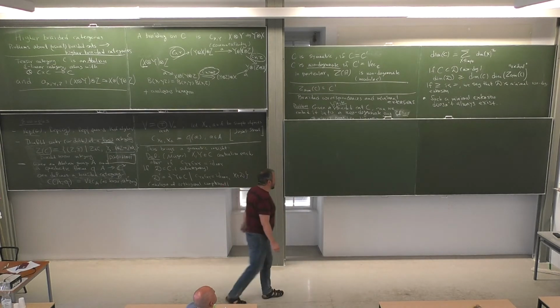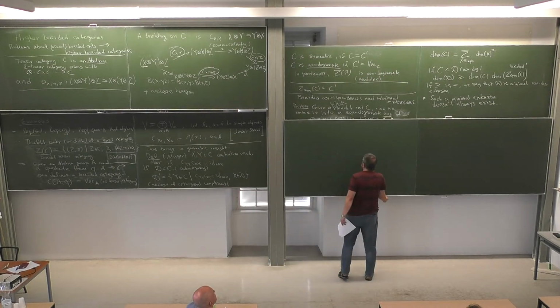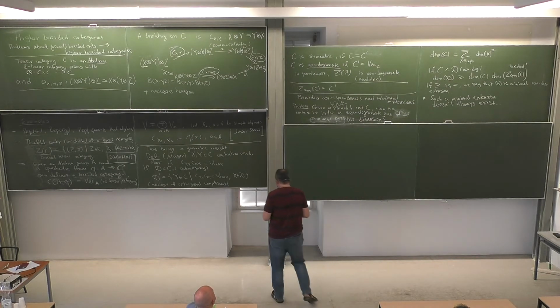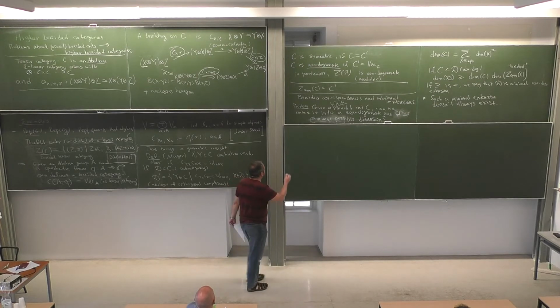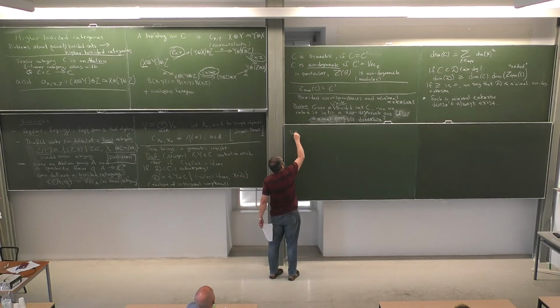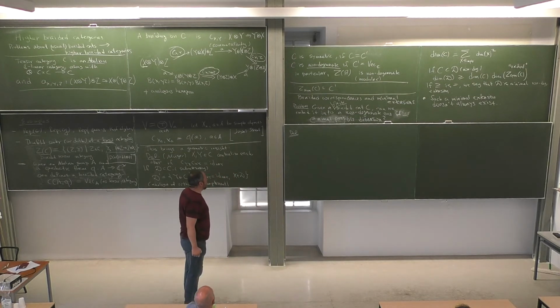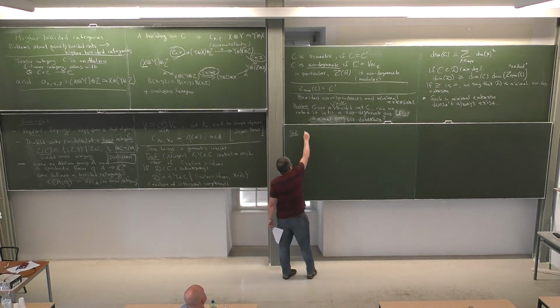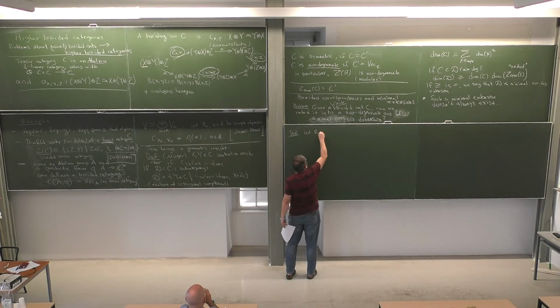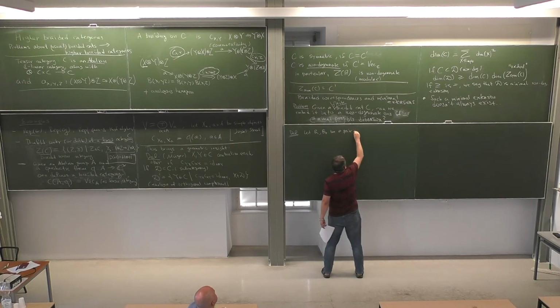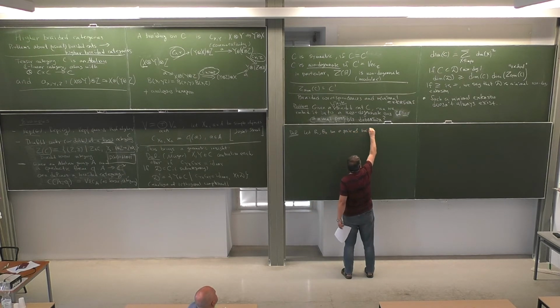To do this, we can actually generalize a little bit this problem that I stated. I introduced this notion which extends a little bit this previous setup. So let B1, B2 be a pair of braided categories.